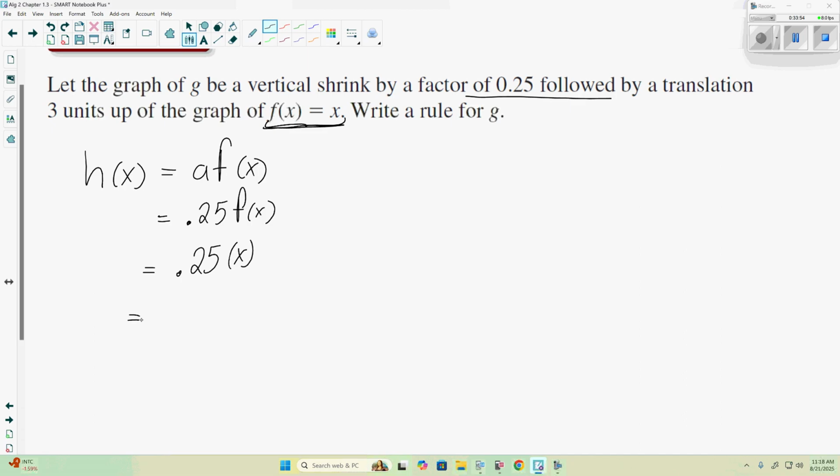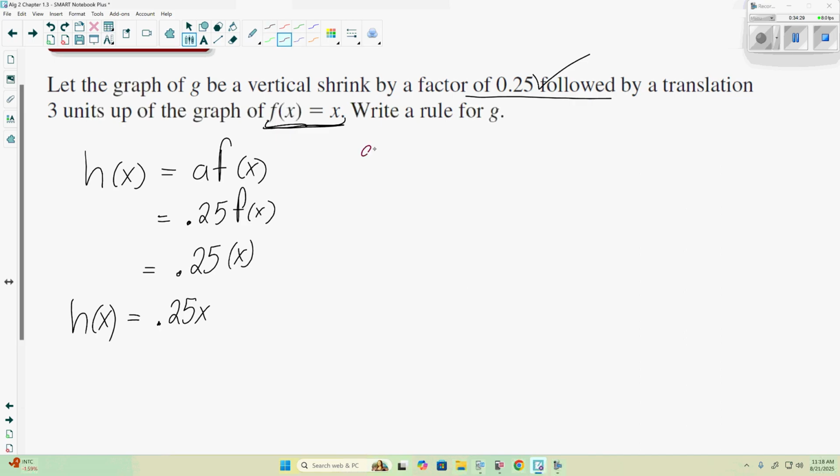All right, now we've got to multiply these two. 0.25 times x is, well, 0.25x. We've applied the vertical stretch of 0.25. Yes? What did it tell us to do next? Translation 3 units up. What's the general form for that? F of x plus k, yes? Are we still applying it to the function f of x? No, we're applying it to the one we just did the transformation to, yes?